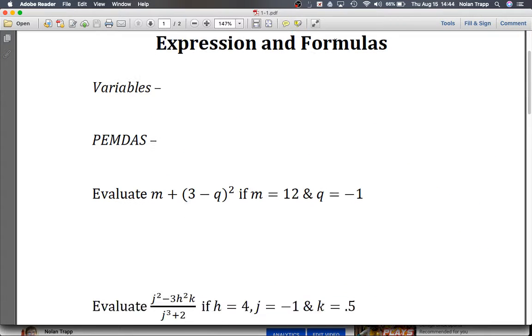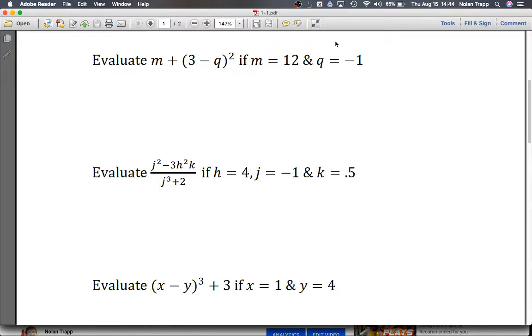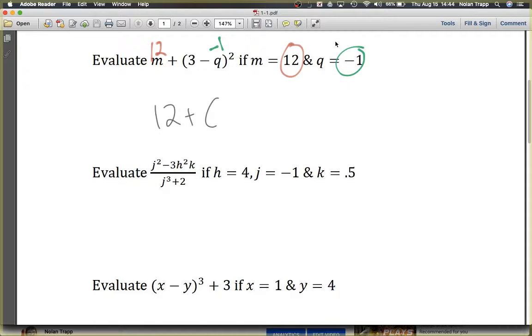So I'm going to clear that, scroll down. So this equation right here, m plus parenthesis 3 minus q squared. All it wants you to do is take the numbers that it tells you those variables stand for and plug them in. Once again, this is just basic stuff because it's wanting you just to remember what a variable does. So we have 12 plus 3 minus a negative 1 squared. What's inside the parentheses we're going to do first, right? Because of PEMDAS. Once again, because of two negatives, hopefully you know that makes a positive.